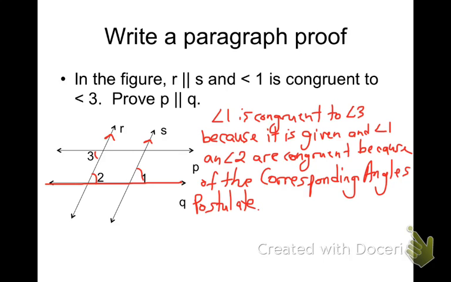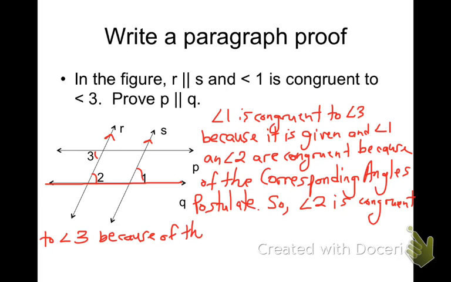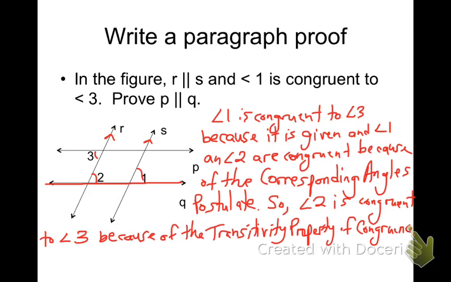Since angle 1 is congruent to angle 3 as well, we now know that angle 2 is congruent to angle 3 because of the transitivity property of congruence. So we knew angle 1 was congruent to angle 3 because of what was given. Angle 1 is congruent to angle 2 because of the corresponding angles postulate. By transitivity, that makes angle 2 and angle 3 congruent.